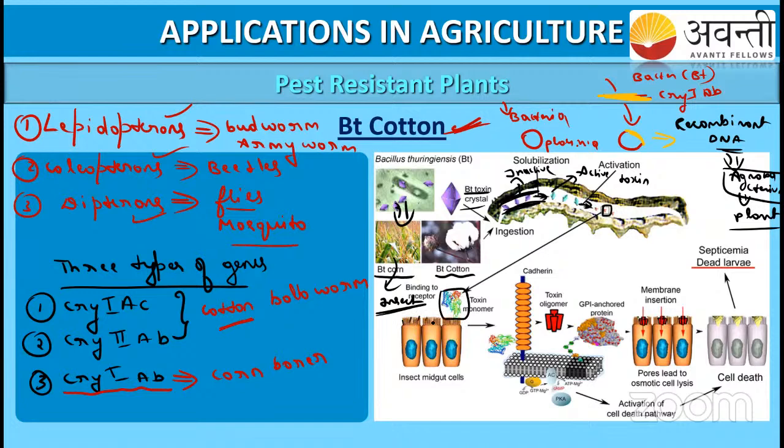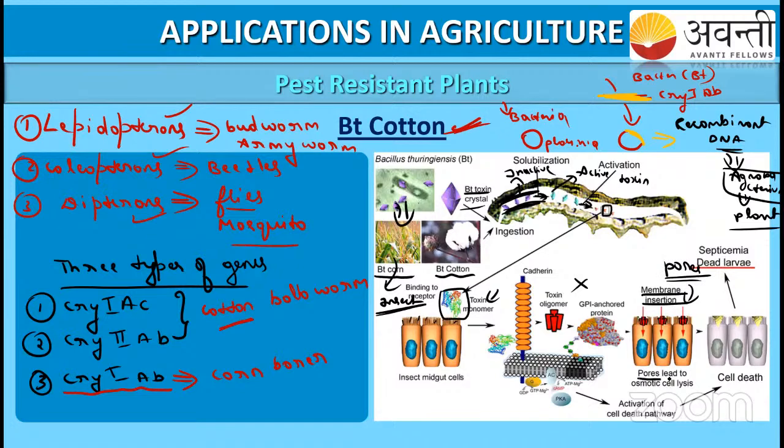So you can see, this is the cilia, this is the epithelial cell on the midgut. So this toxin is going to bind, and you can see here, this is not important. Only this thing you can see. It is going to bind on the epithelial cell. Then it is going to cause the pores. What do you mean by pores? It means it is going to cause the membrane insertion.